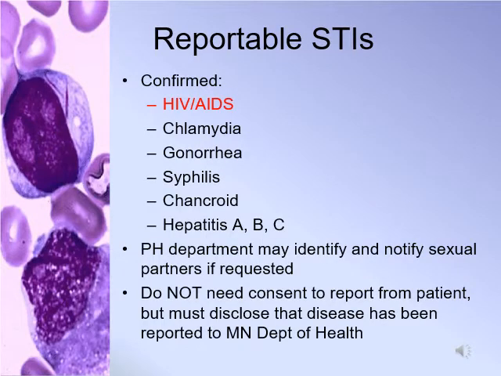The public health departments do require reporting of STIs, sexually transmitted infections, or STDs, but they may identify and notify sexual partners if requested. Especially if you're working in the public health arena, you're going to be more familiar with the reporting process of confirmed STIs: HIV, AIDS, chlamydia, gonorrhea, syphilis, chancroid, hepatitis A, B, and C.